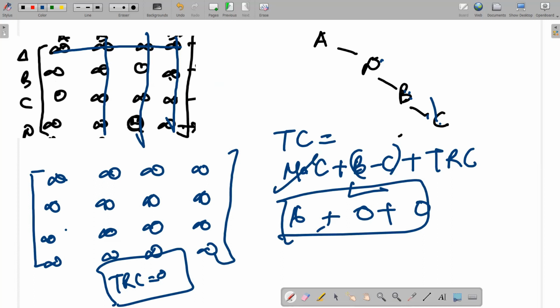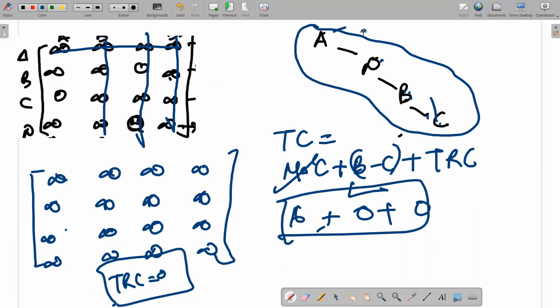So guys, this is the particular path that we need to follow, and that's how your question is solved.